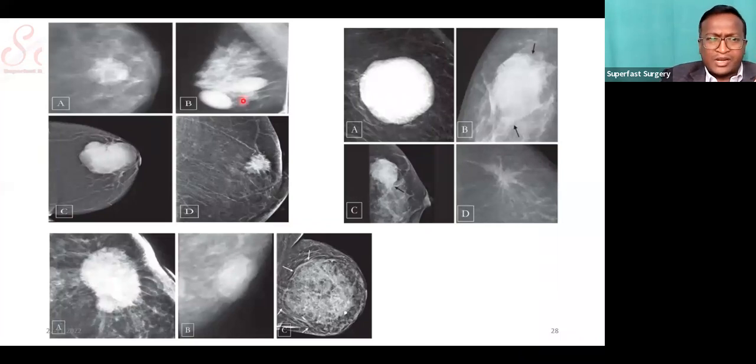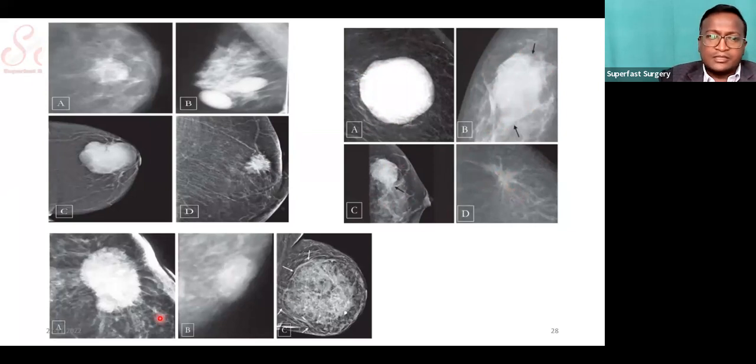So in mammography, we can describe the mass shape. The mass shape can be round like this. It can be oval, it can be lobulated, and it can be irregular. The mass margin, as in this picture, can be sharply defined. It can be obscured like this, not clearly defined, or indistinct like this, and spiculated like in this picture.